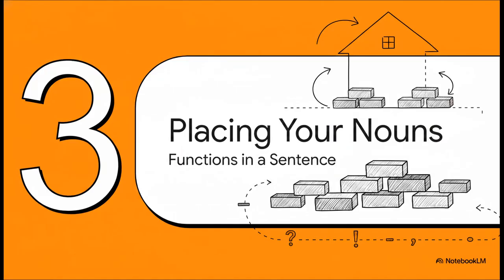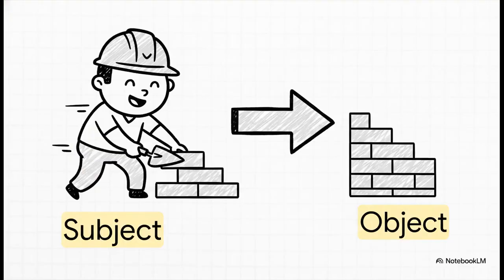Okay, so we've got our bricks all sorted out by type. Now we need to figure out where to put them so we can actually build something that stands up. Let's go back to our house analogy. It's super helpful here. In any sentence, the noun that's the subject is the builder. It's the person or thing doing the action. And the noun that's the object, that's the result. It's what receives the action.